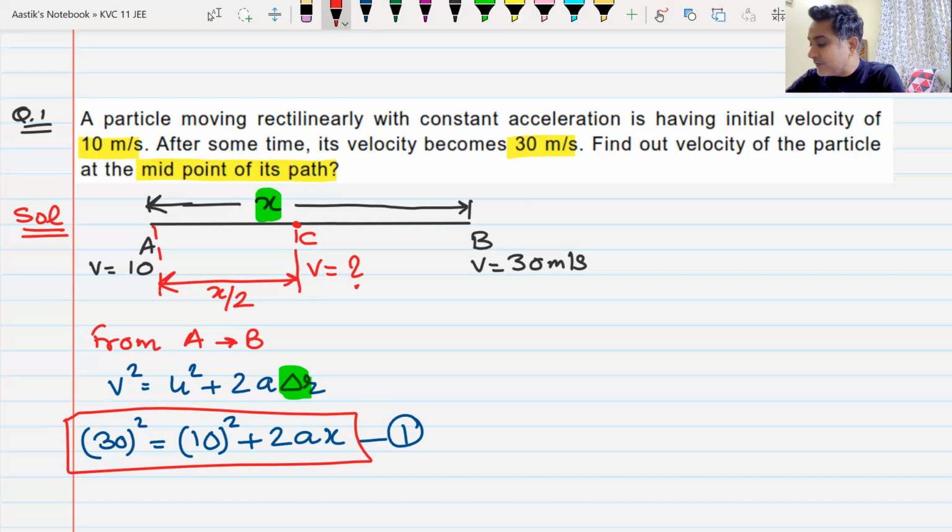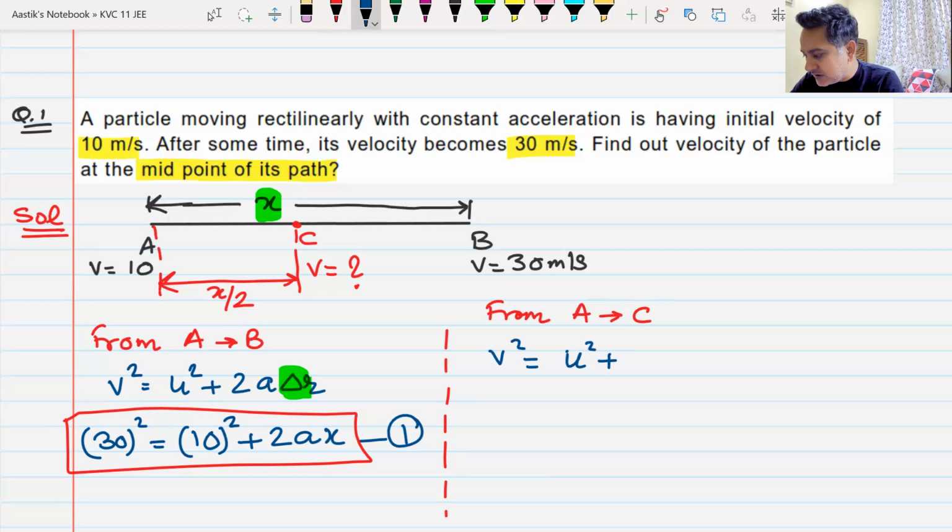Okay. That was the part from A to B, but that does not solve anything. So I now have to move from point A to C, and I will apply the same equation from A to C. V square is equal to u square plus 2 times a into the displacement. We have to find the final velocity. Final velocity will be the velocity of C, which I don't know, so I write it as V square.